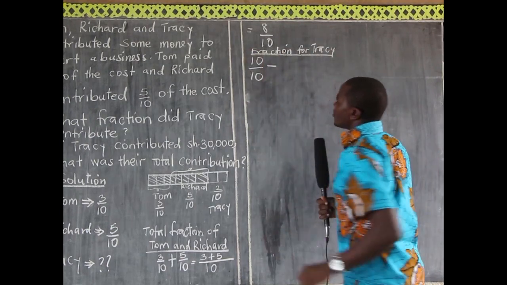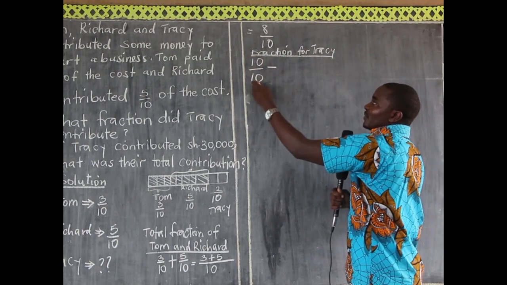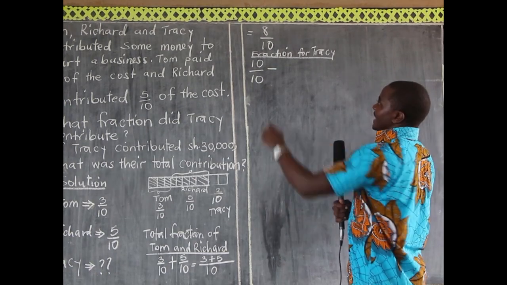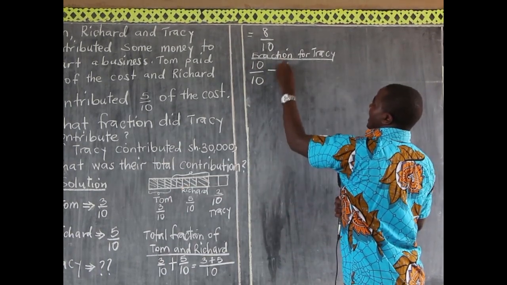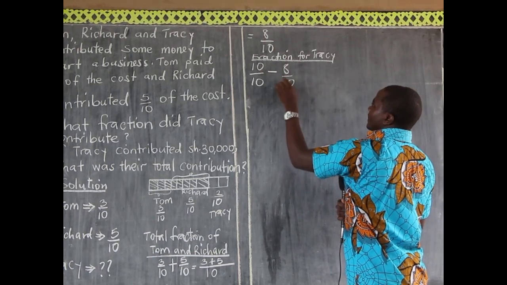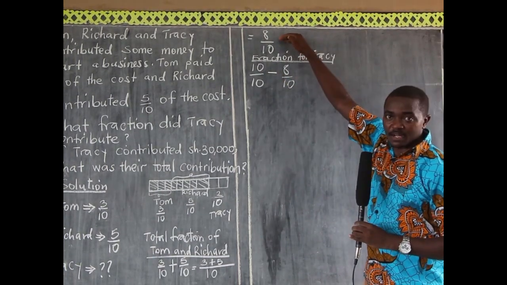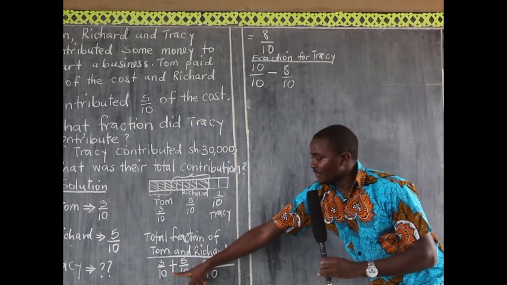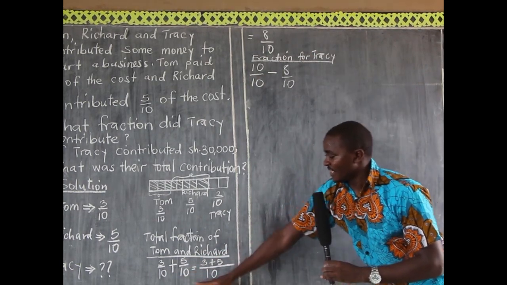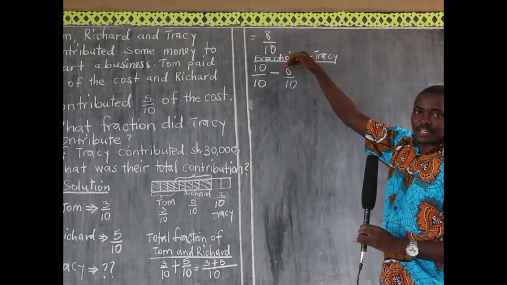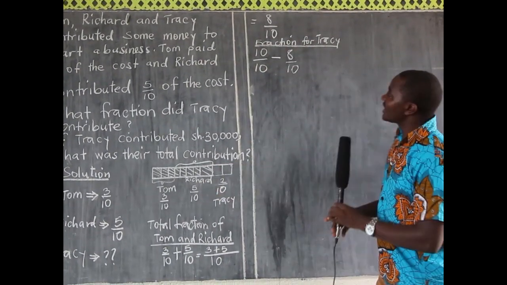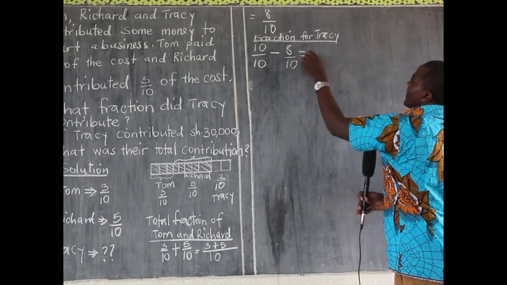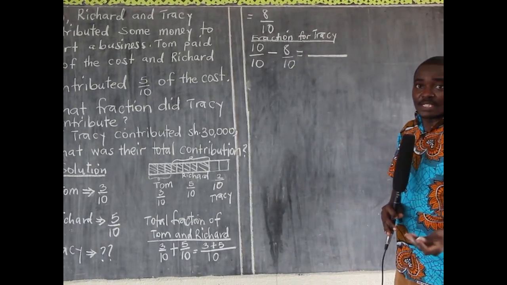Fraction for Tracy. We shall have 10 out of 10 minus the total fraction of Tom and Richard, which is 8 out of 10. We got it from here. After adding 3 out of 10 plus 5 out of 10, we get 8 out of 10. So when we get 10 out of 10 minus the fraction of Tom and Richard, which is 8 out of 10, we shall remain with the fraction of Tracy.